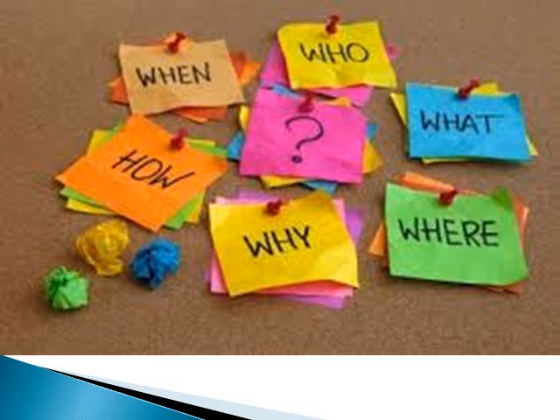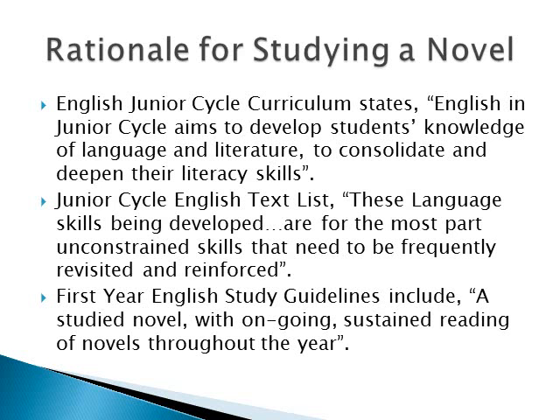Having identified the learning outcomes, let's now look at the rationale behind the study of a novel in the English Junior Cycle. The curriculum states that English in Junior Cycle aims to develop students' knowledge of language and literature, to consolidate and deepen their literacy skills, and to develop an informed appreciation of literature through personal encounters with a variety of literary texts. The Junior Cycle English text list states that these skills are for the most part unconstrained skills that need to be frequently revisited and reinforced.